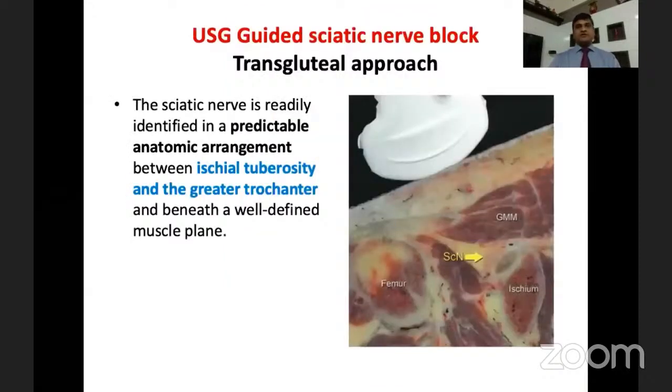So coming to the transgluteal approach, this approach is often also called the subgluteal approach. The sciatic nerve is readily identified in a predictable anatomic arrangement between ischial tuberosity and greater trochanter and beneath a well-defined muscle plane. So you should remember greater trochanter, ischial tuberosity, gluteus maximus, and quadratus femoris muscle.